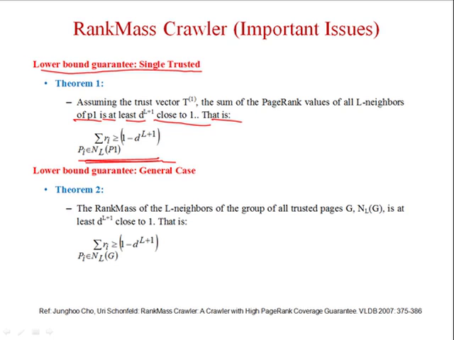Now theorem 2: the rank mass of the L neighbors of the group of all trusted pages G, N_L(G), is at least 1 minus d to the power L plus 1, which is also close to 1. It can be written as the sum of Pi over members of N_L(G), where Ri is always greater than or equal to 1 minus d to the power L plus 1. These two theorems are the base of the calculation of rank mass.